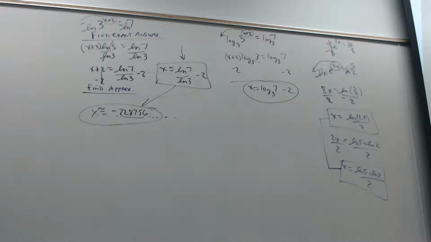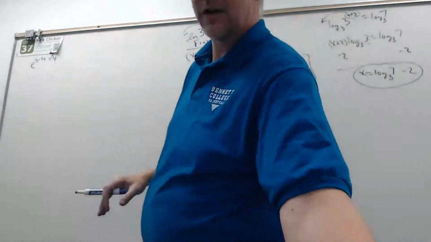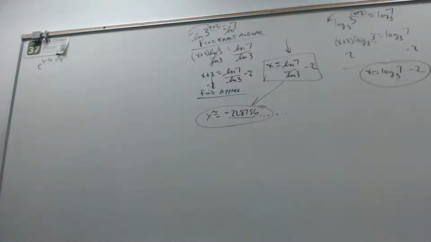e to the 3 minus 2x equals 4. Okay, how do I solve this one? Dino, it must be your turn. Did you do ln? That sounds like a good idea, ln on both sides. What we'll do with this is move the exponent to the front, and I'm left with 3 minus 2x equals ln of 4. Okay, then what?